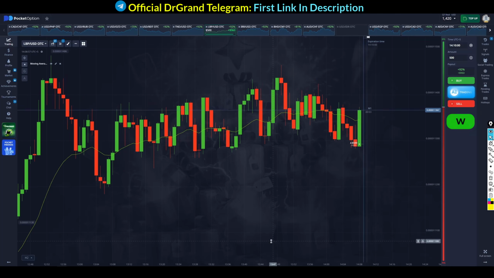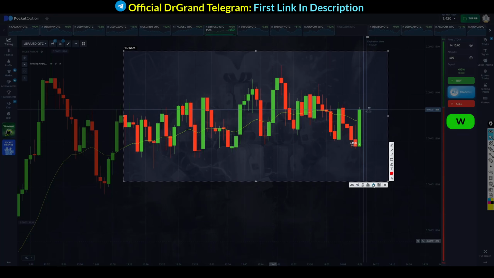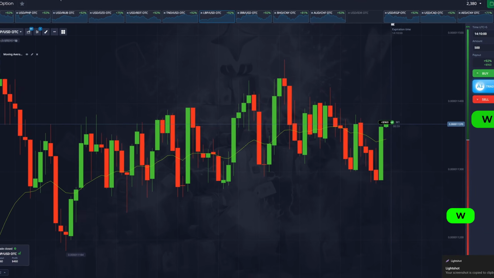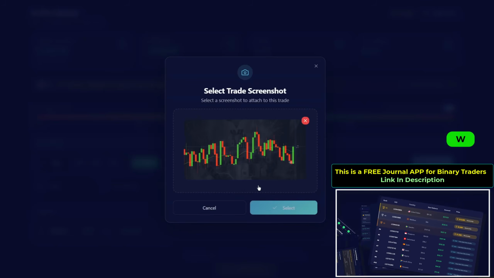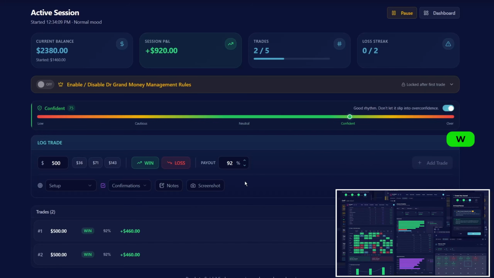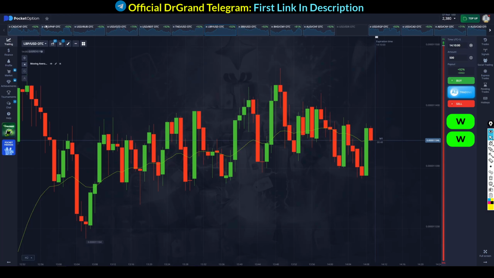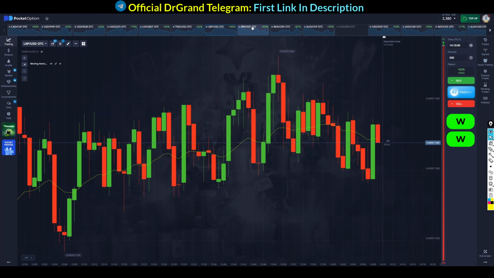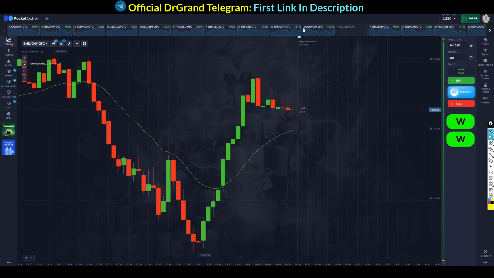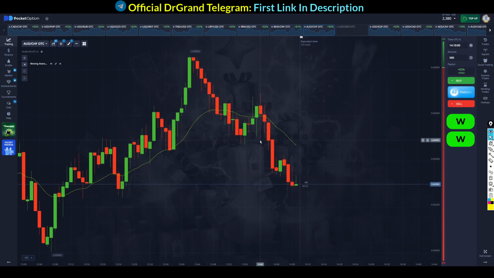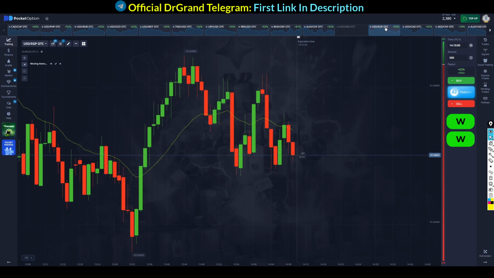I'm going to take a little screenshot of this one real fast for my journal. There we go. And this would be my second trade. Let's go. As you can see, the journal is much faster now, and I'm glad we were able to fix that slowness. Right now it's super responsive after upgrading the servers.